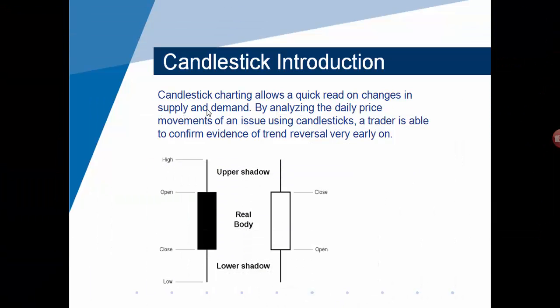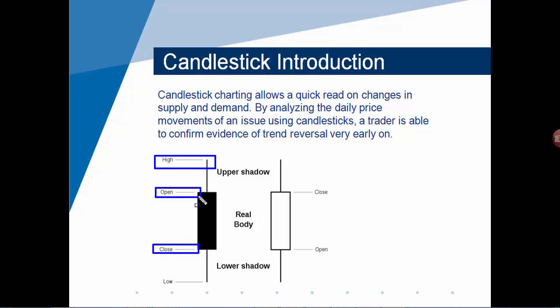All right, so candlestick charting allows a quick read on changes in supply and demand, or basically when price hits a level of resistance and support. Now, there are four basic parts of your candlestick. We have the open, we have the close, we have the high, and we have the low.